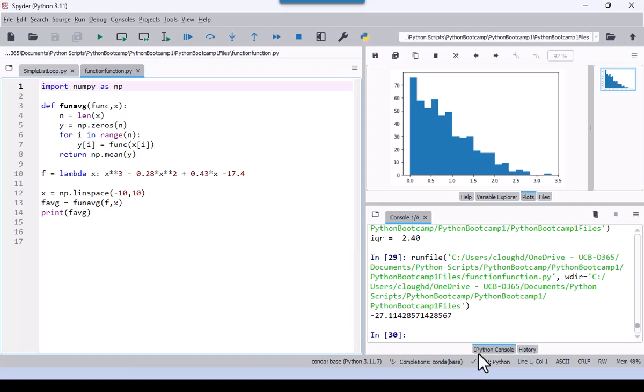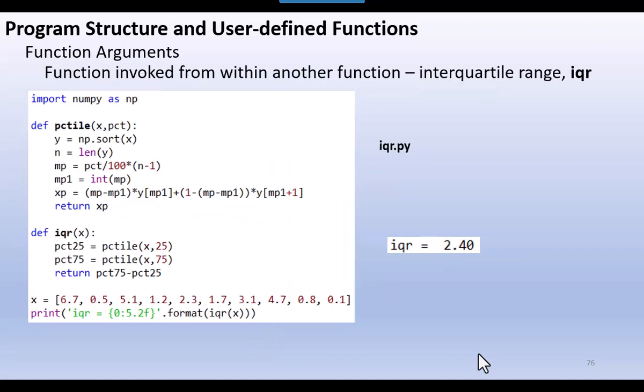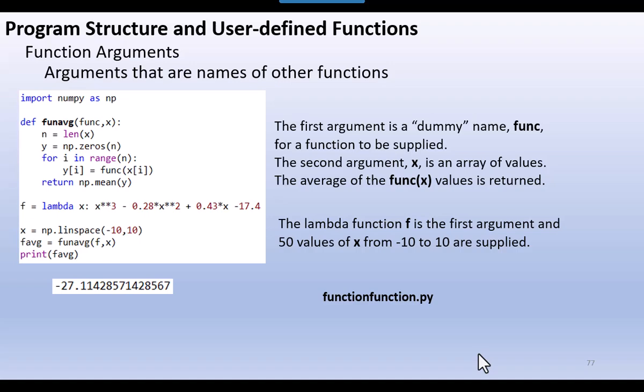So again, moving forward with our slides, this was the IQR, and this is what we have here. The first argument is sometimes called a dummy argument because it's not defined until it's supplied by the call of the function. And the second argument is an array of values, and then we're computing the average of whatever function is supplied, with x plugged into it. And then this defines the lambda function, and it shows the result down at the bottom.